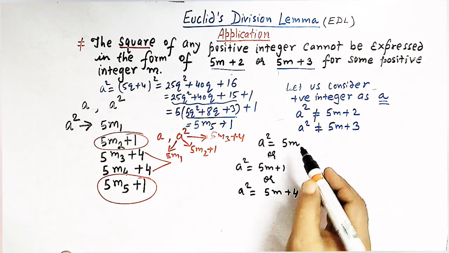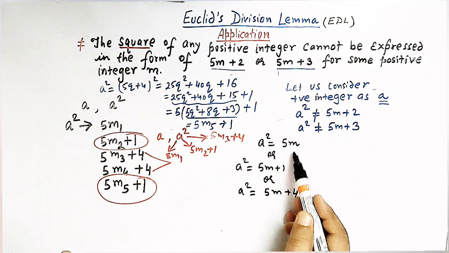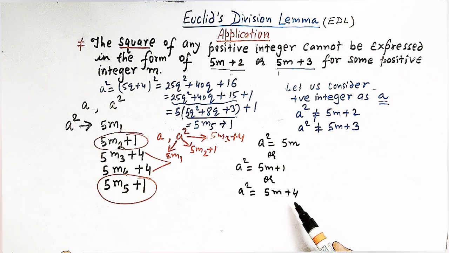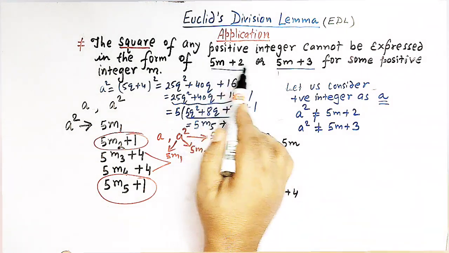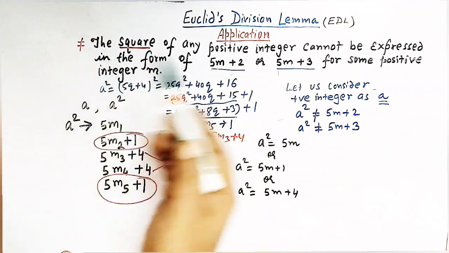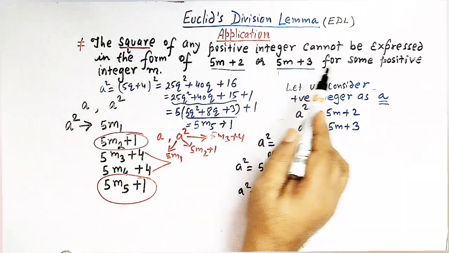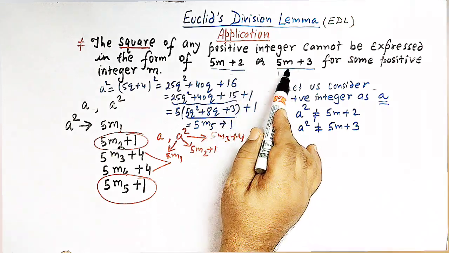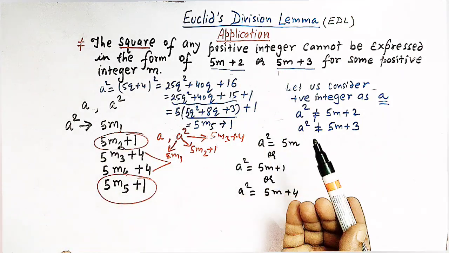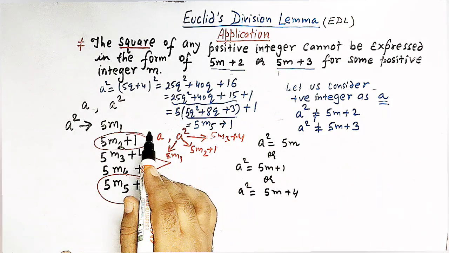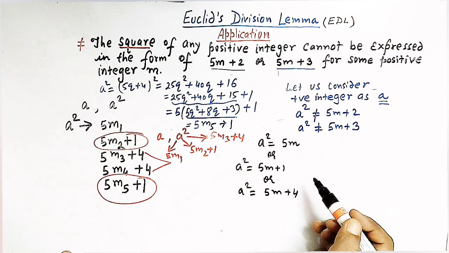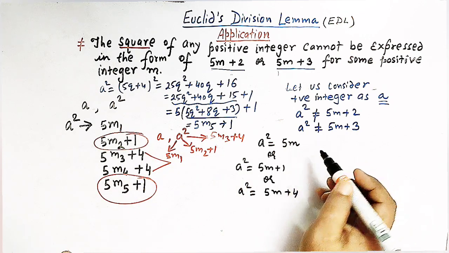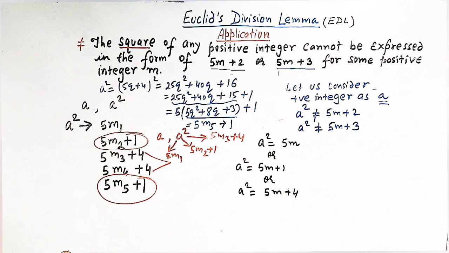Now we can say that the square of any positive integer cannot be expressed in the form 5m plus 2 or 5m plus 3, but instead we can express the square of any positive integer in the form 5m, 5m plus 1, or 5m plus 4, where m is some positive integer.